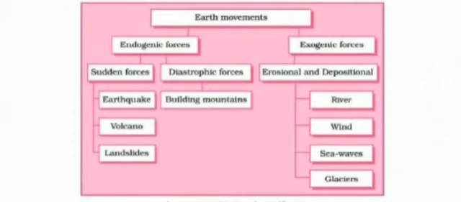Next one is exogenic force. This refers to the changes that occur above the surface of the earth. For example, soil is eroded due to wind or water and deposited in another place, which causes changes on the surface of the earth. The factors which produce the exogenic force are river, wind, sea waves, glaciers. How these bring changes on the surface of the earth, that we will learn in this lesson.